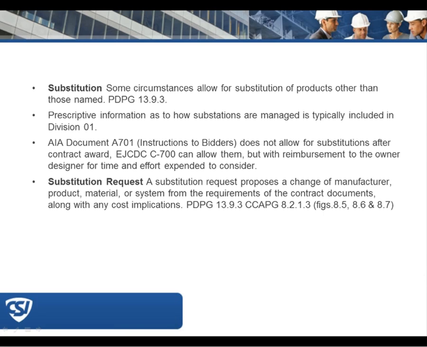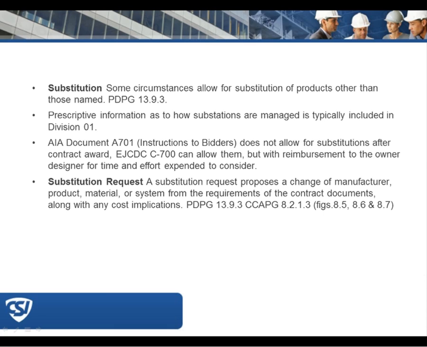So in the first place, it's in the project delivery practice guide, and we reference there that there are some situations that allow substitutions to occur. Basically, within a project, the prescriptive information about how to make a substitution, whether or not they're allowed, the details of a particular project's stance on substitutions are typically included in Division 1.